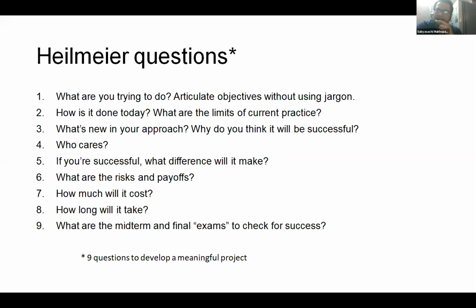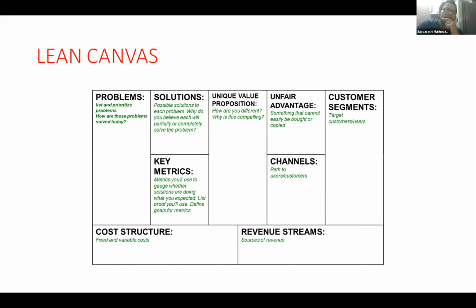Like I was discussing, if you are developing a software-based product, there will be an alpha testing phase and a beta testing phase. So these 9 questions raised by Heilmeier become very, very important on the journey of your innovations. So this is overall the lean canvas: problems, possible solutions, key metrics. We will discuss the unique value propositions, the customer segments, and definitely the cost structures and revenue streams.